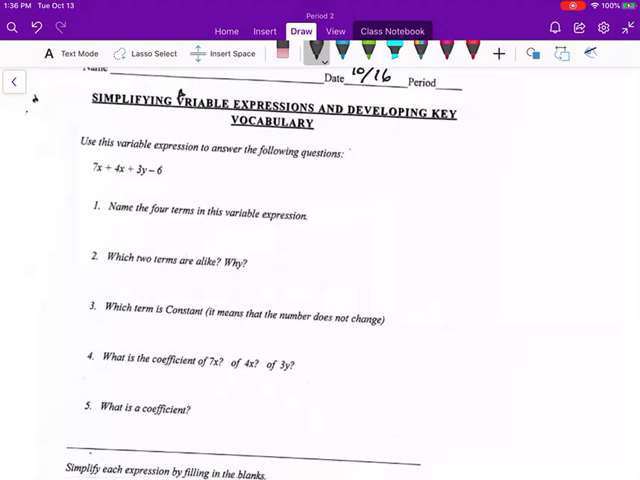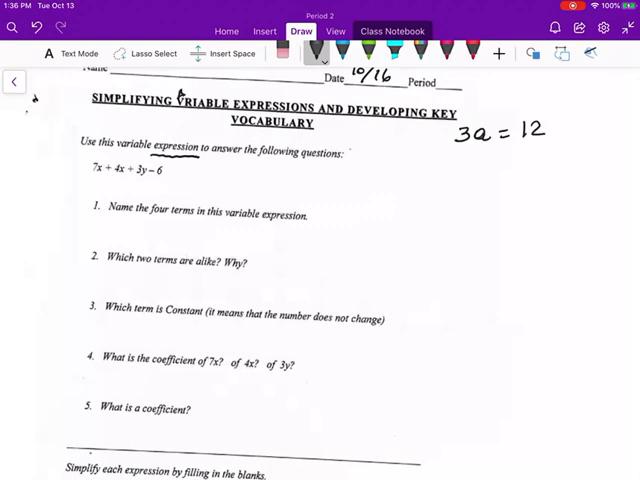It says, use this variable expression to answer the following questions. This, as you can see, is an expression. It is not an equation. If it would say use this variable equation, a variable equation should look like this: 3a equals 12. That's why it's called an equation. But this is an expression. An expression is like a mathematical statement, and it doesn't have an equal sign.